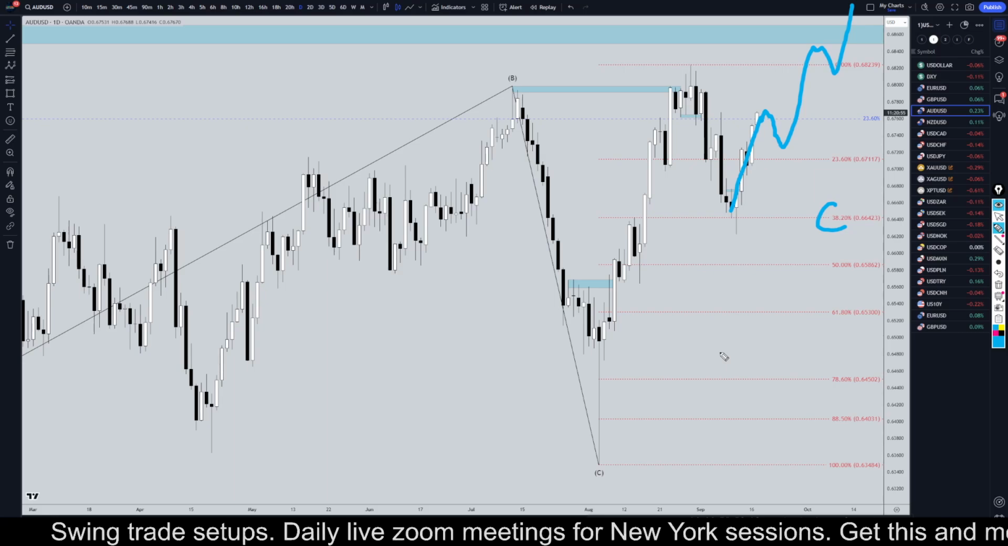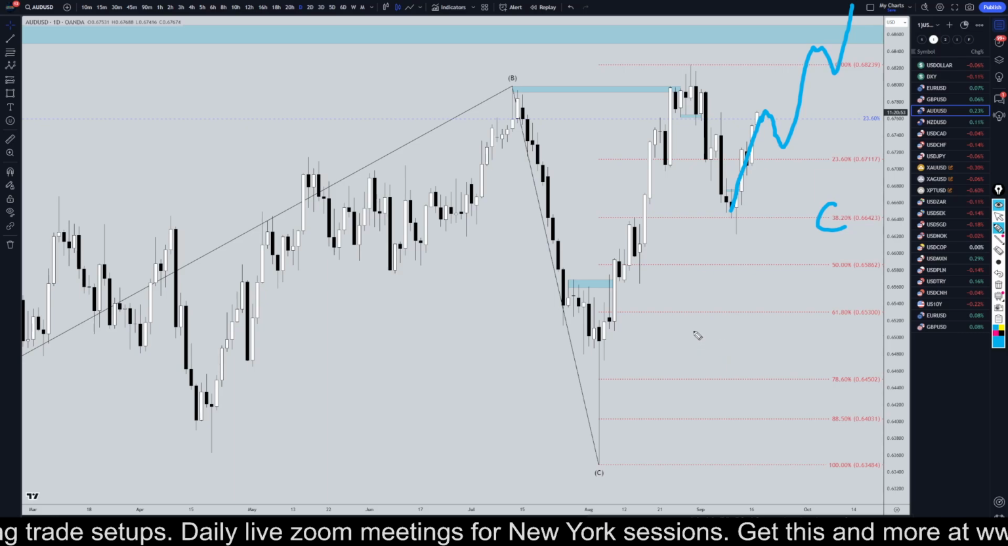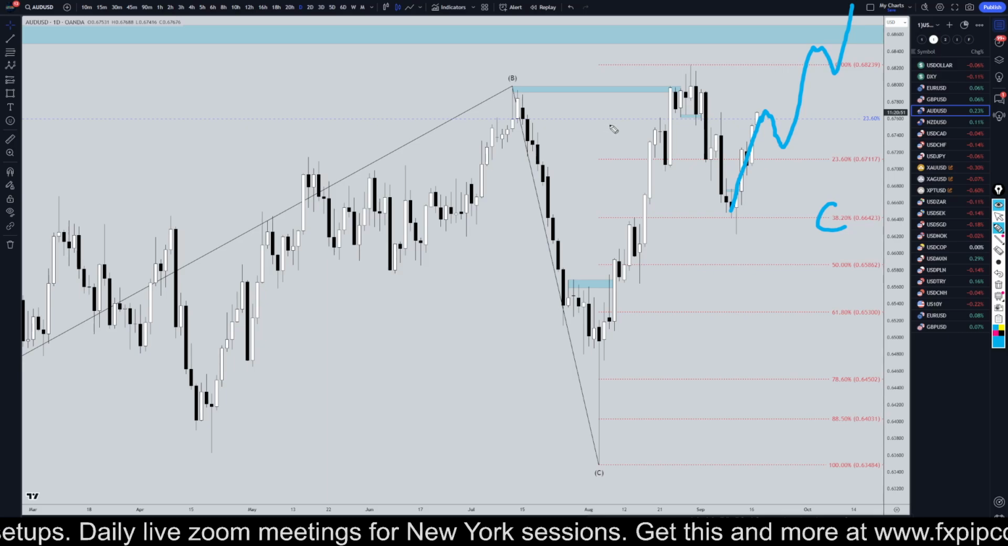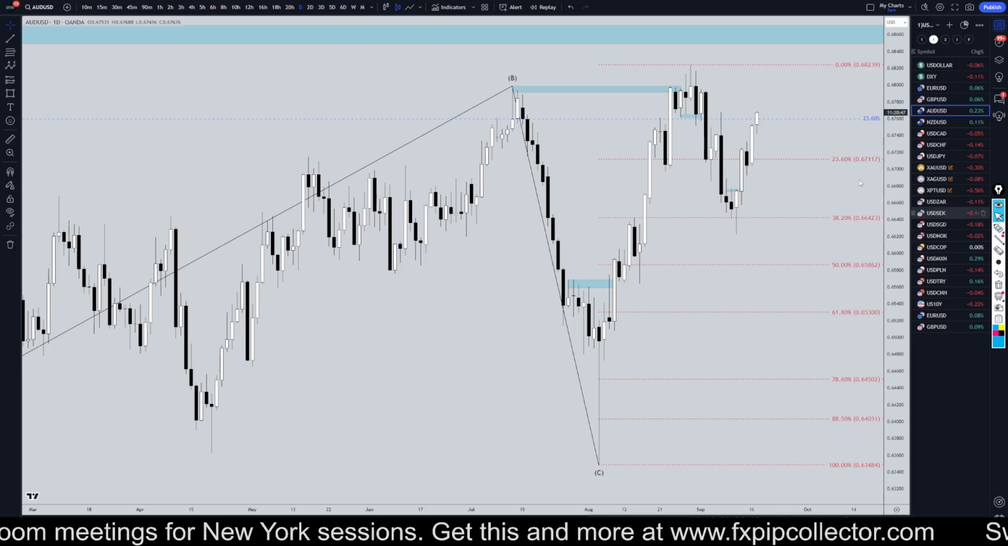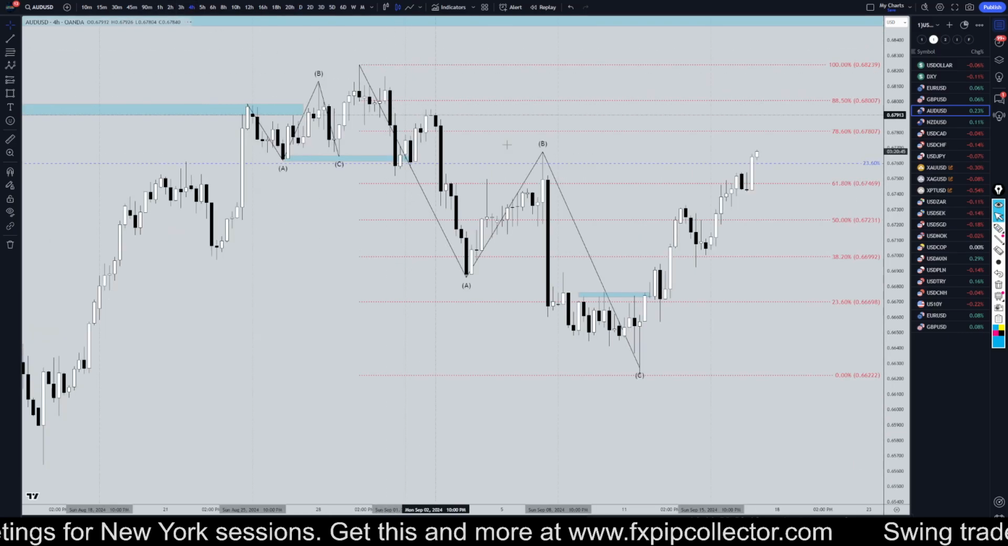It looks like something that should, and probably likely will, just keep on trending up, making those higher highs, higher lows, all subdivisions of that wave 3 on the weekly, monthly time frame. So taking it down to the 4 hour time frame.